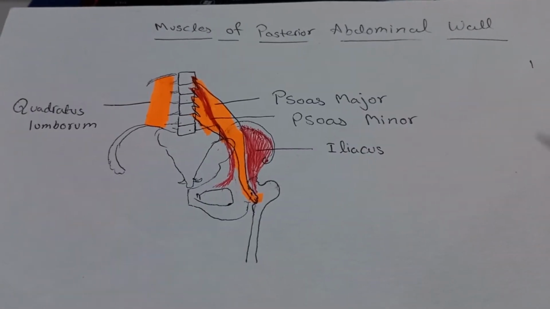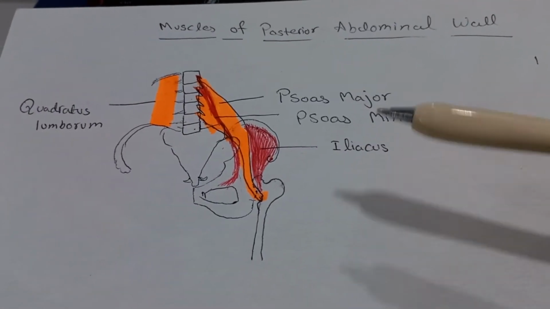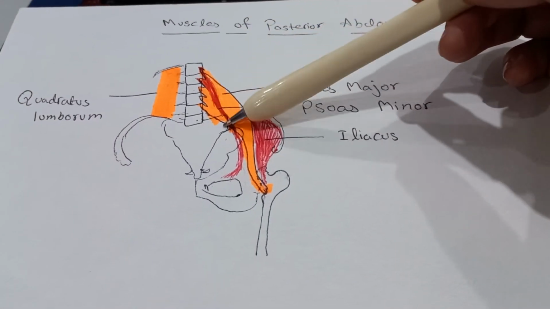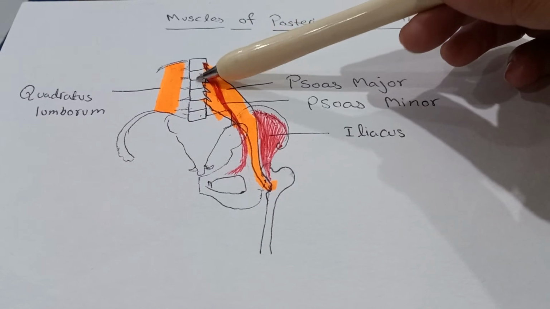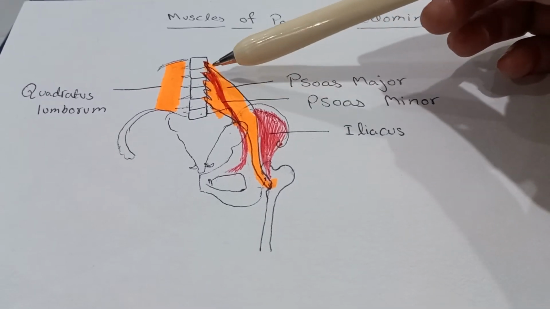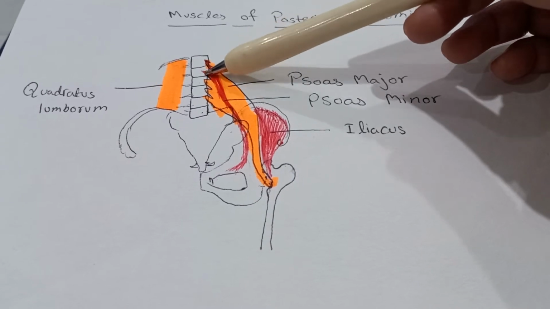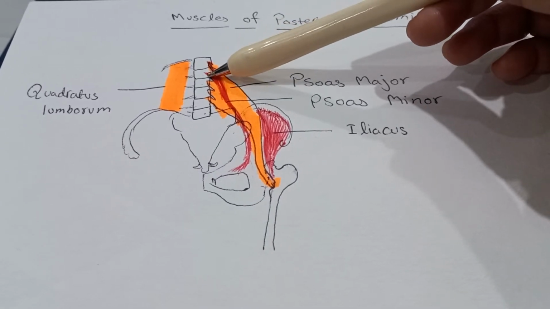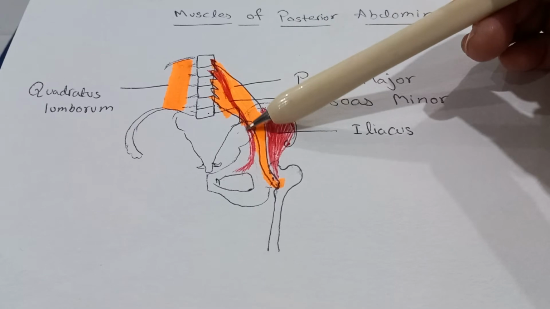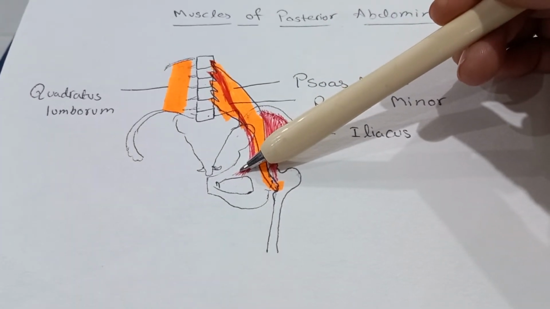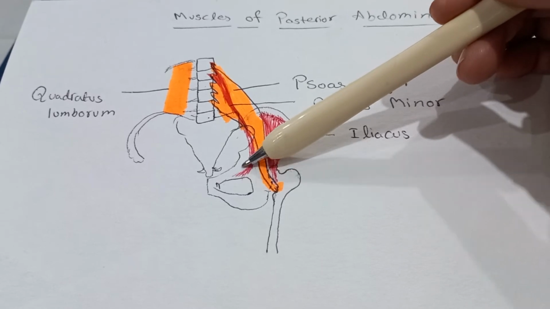Let us discuss about the next muscle, which is psoas minor muscle. As you can see in this diagram, I have drawn psoas minor muscle. This is T12 and L1. As you can see that psoas minor muscle originates from the lateral side of the bodies of T12 and L1. This muscle is finally inserted over the pecten pubis and as well as iliopubic eminence.